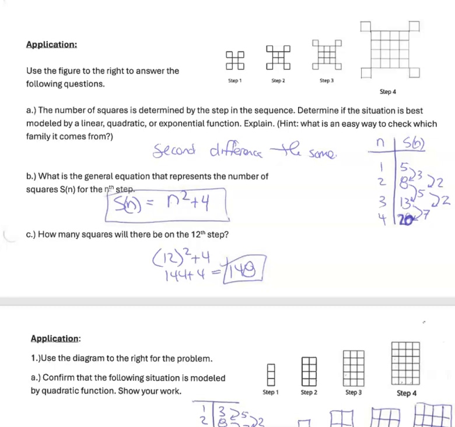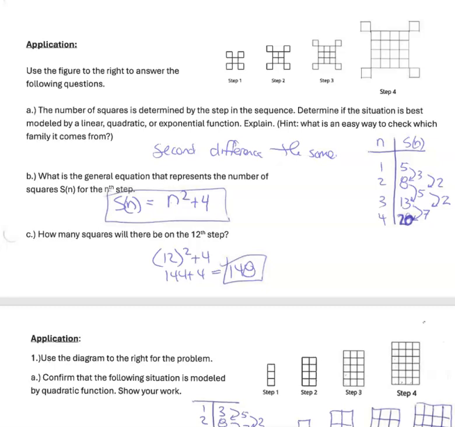So this next one here says you have this situation. As you go from step to step, there are more and more of these squares. The first part says, the number of squares is determined by the step in the sequence. Determine if the situation is best modeled by a linear, quadratic, or exponential function. Hint, make sure that you do it in a way that we have discussed.